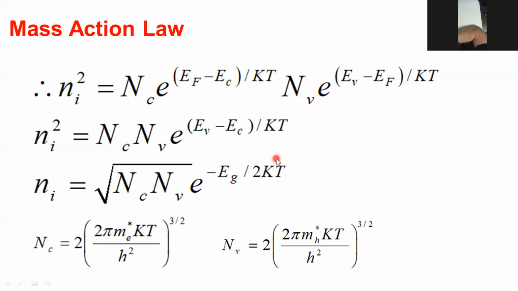Here this is the temperature. But please don't forget that NC and NV themselves depend on temperature. So you have two sources of temperature dependence: NC and NV, and also the exponential term. The third issue is the effective mass. As you can see, NC and NV depend on effective mass.